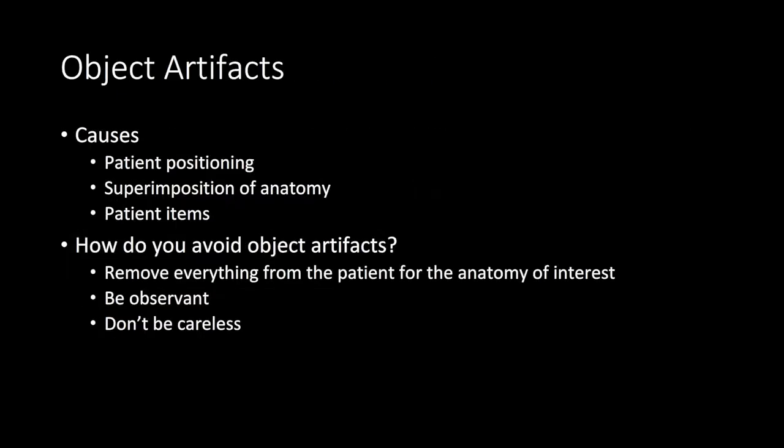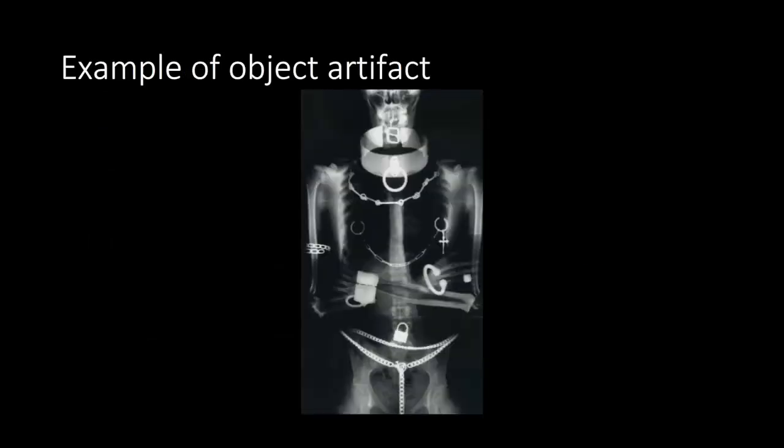The last type of artifact for this lesson is object artifact. These artifacts are the most straightforward and easiest to avoid. These are mainly caused by patient positioning, superimposition of anatomy, and patient items. These are best avoided by removing everything from the patient for the anatomy of interest, being observant, and not being careless. I am going to end this lesson with this image of object artifacts.